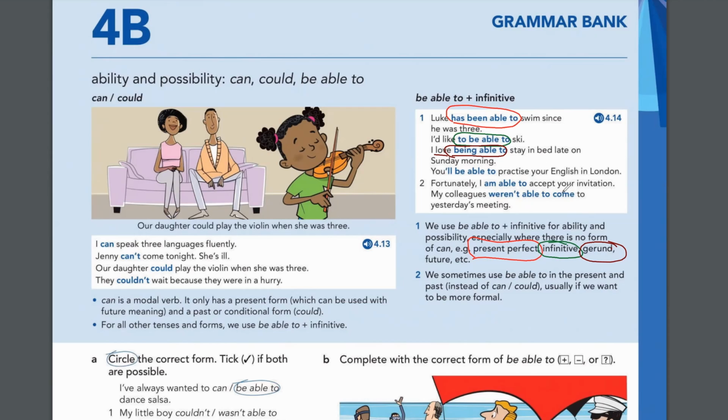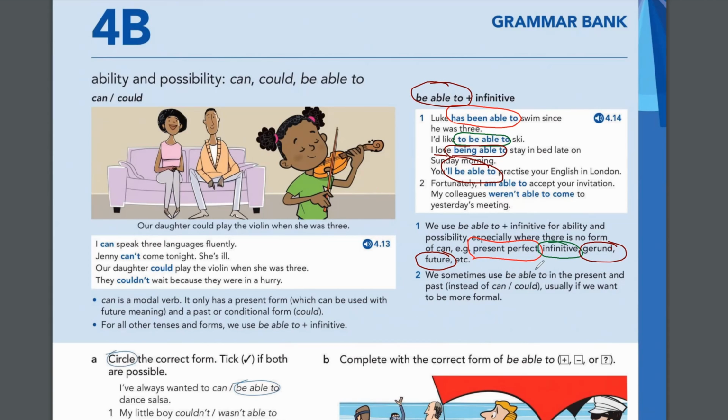You'll be able to practice. This is the future case. You'll be able to. So as you can see here, we're using be able to, a very flexible grammar structure. When we talk about ability, we can use it in any tense we would like to.